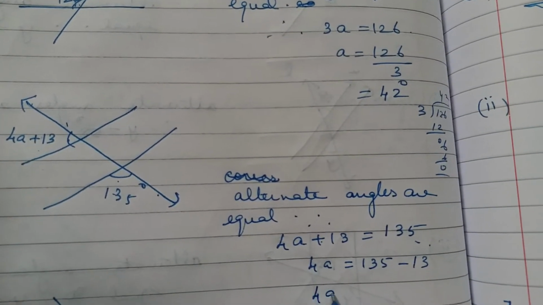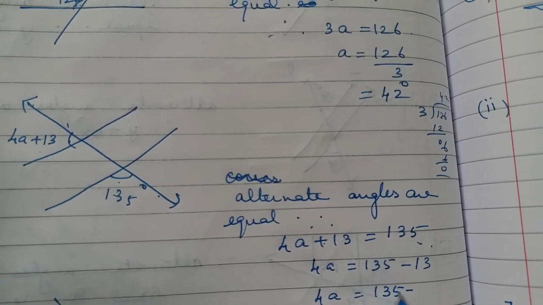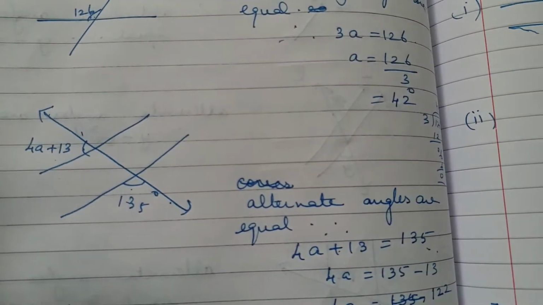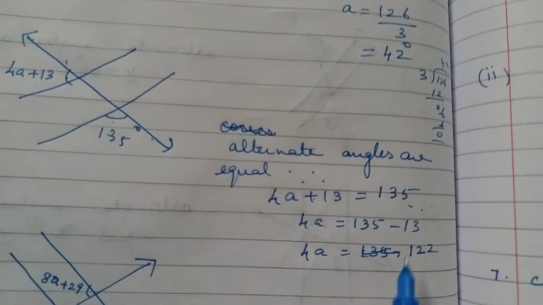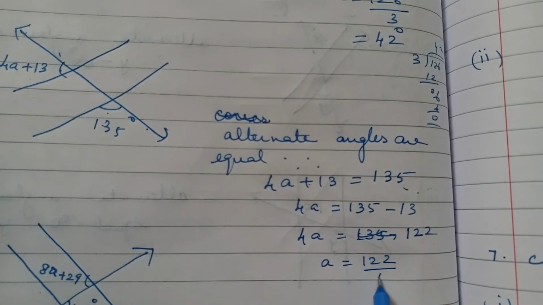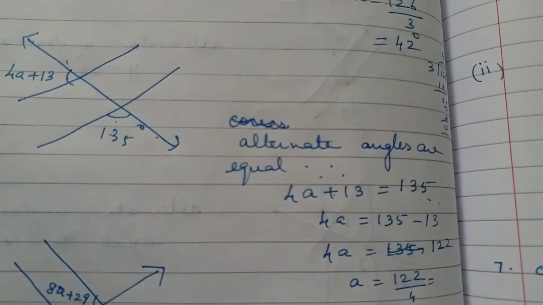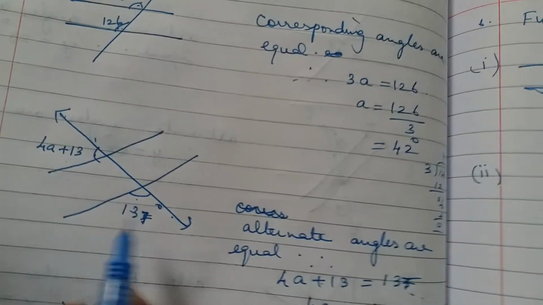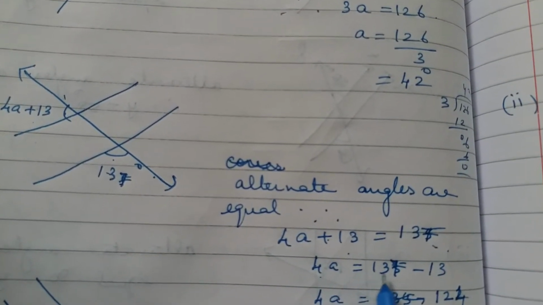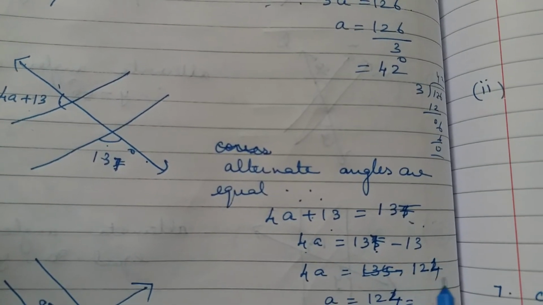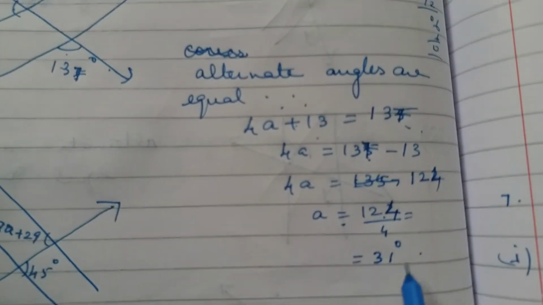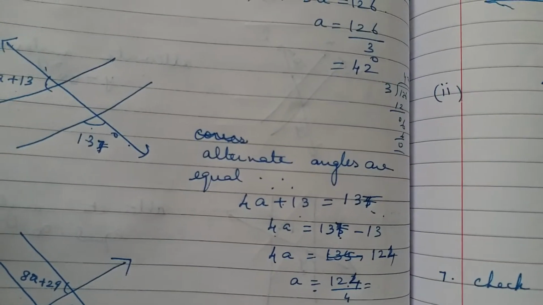Sorry, I misread it; it is 137. So 4a plus 13 is equal to 137. 4a is equal to 137 minus 13, which gives you 124. So 4a is equal to 124 means a is equal to 124 divided by 4. If you divide, you will get your angle as 31 degrees.